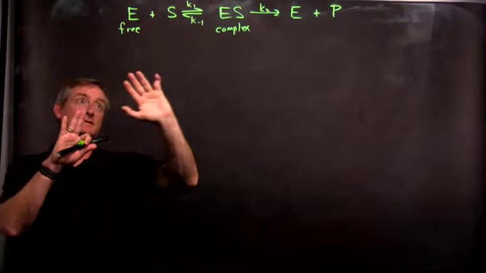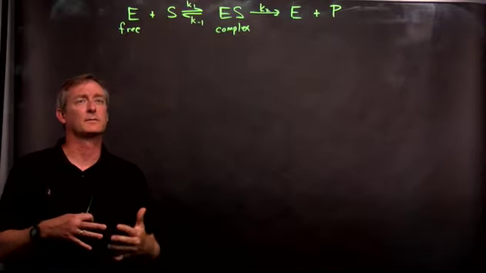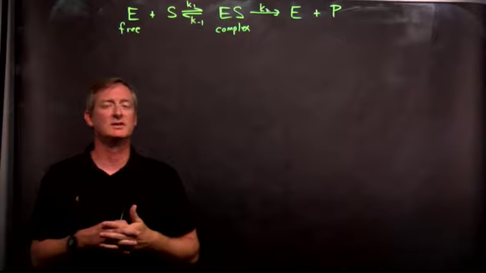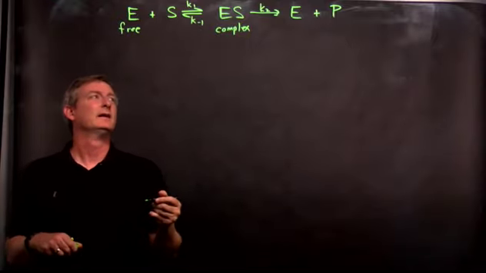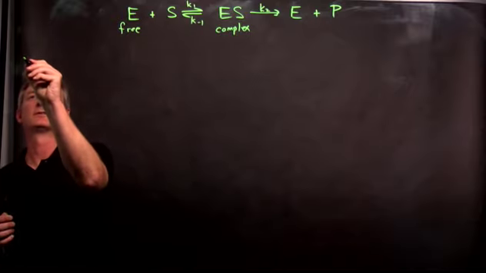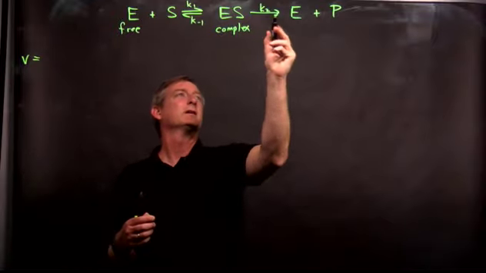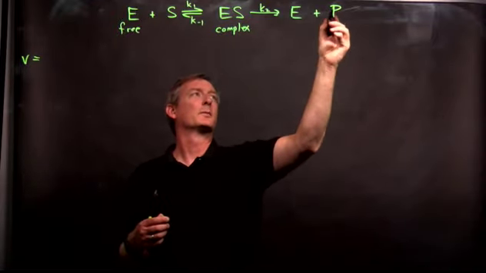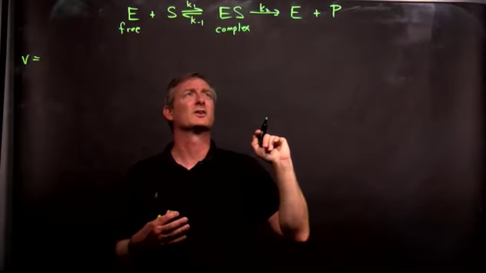Now, let's just stare at this thing for a minute, and we're going to write down some assumptions that we're going to use in order to do this derivation. One is: what's the velocity of this reaction equal to? Well, all we care about is the formation of product. That describes how fast this reaction's occurring.